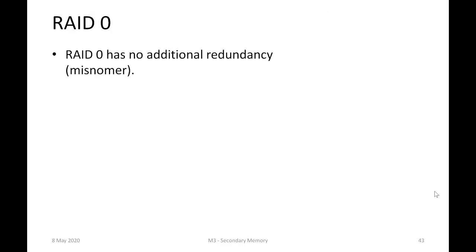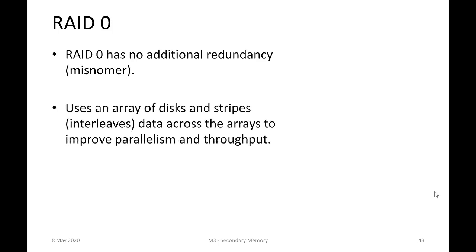RAID 0, like I have mentioned, doesn't have any redundancy. So RAID is not the most appropriate term for this level, but it has been a standard practice to use it. What RAID 0 does is use the array of disks to interleave the data across these arrays so that when we access a chunk of data, each of these arrays can give us a part of it.